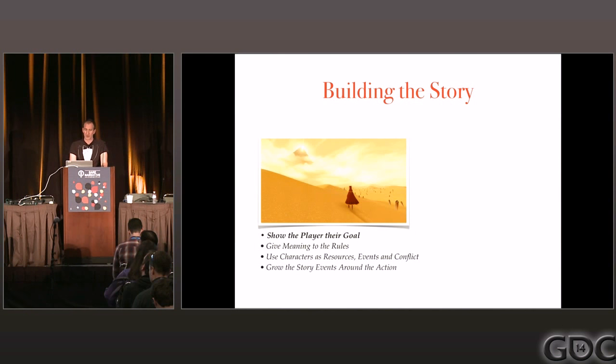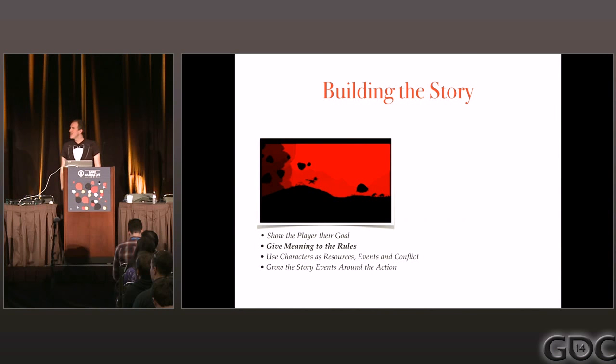But I want to go through a couple examples of games that do this well, and a couple principles that I think really work. First of all, when you're thinking about story, you want to think about how you're going to show the player your goal. In Journey, you see the mountain with the light, and you don't need to be told to go there. You know. If you can make something like that, fantastic. Give meaning to rules in your game. This is a screen from Dino Run, which is a game where the rules are pretty simple. It's a little running game, and there's a timer where if you fall too far behind, you're going to have to restart.